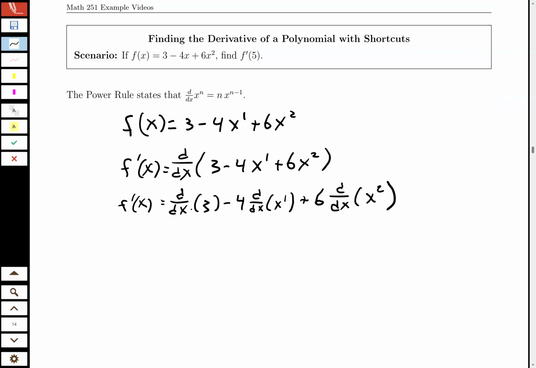The derivative of 3 is a constant. It doesn't change. There's no variable x there. So the derivative of something that doesn't change is 0.